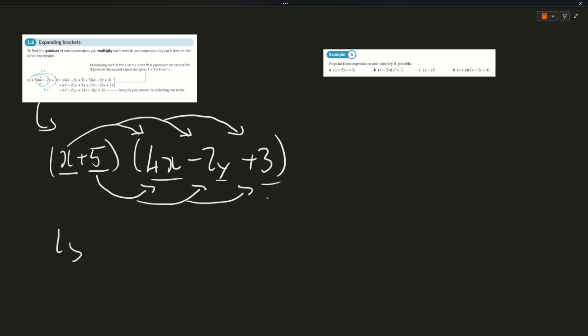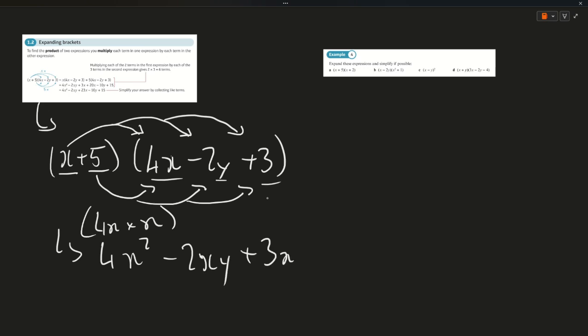And this doesn't change every time. So again, I won't go through all of it here, but it's given to you there in the example. So 4x squared, x times x is just x squared. You've just done 4x times x. Then x times 2y is just minus 2y times x, or xy, plus 3x, etc.